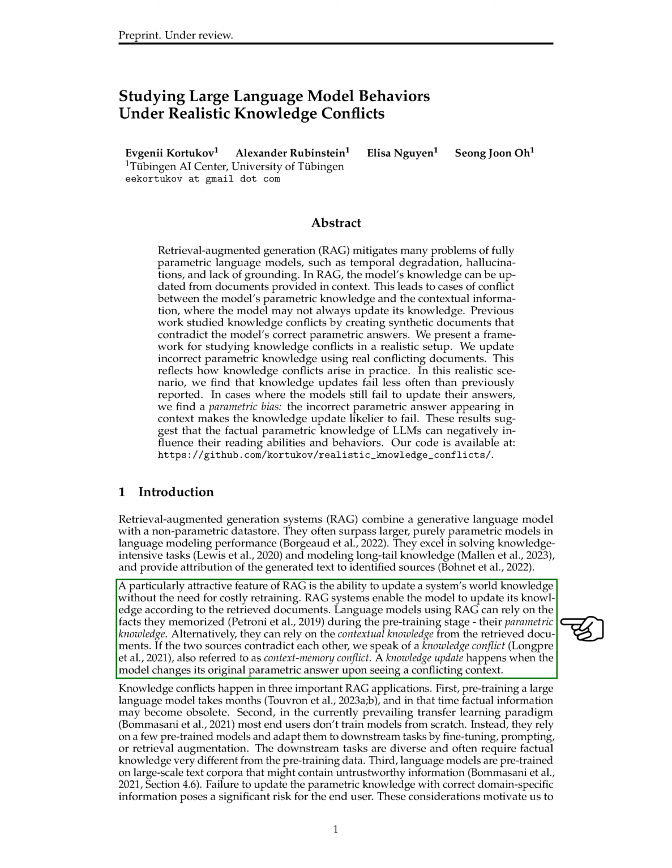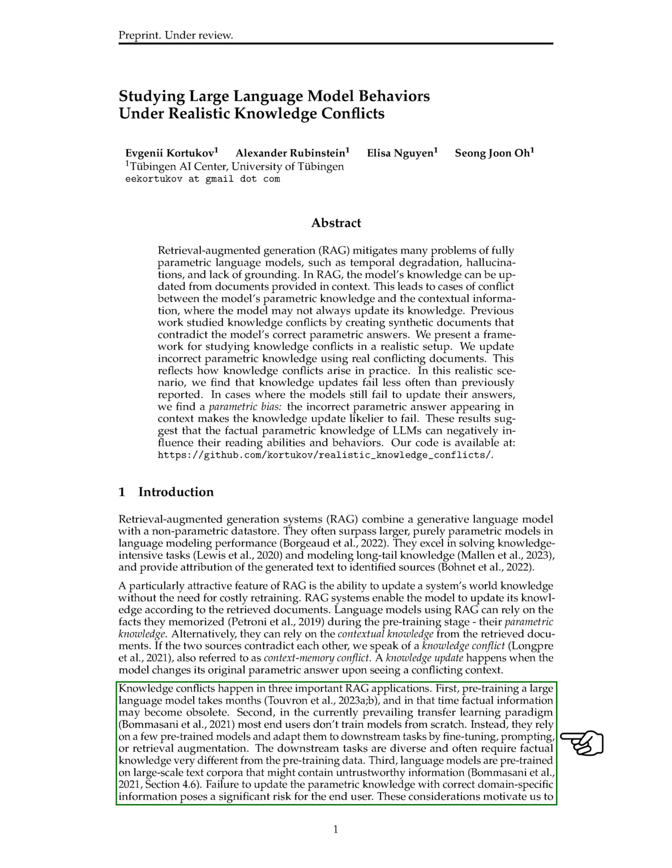One cool thing about RAG is that it can update its knowledge without needing to be completely retrained. This means the model can learn from new information found in retrieved documents. When using RAG, language models can either rely on what they learned during training or on the new information from retrieved documents. If these two sources conflict, it's called a knowledge conflict or context memory conflict. A knowledge update occurs when the model changes its original answer based on new conflicting information.